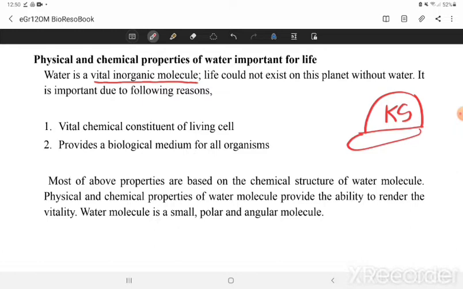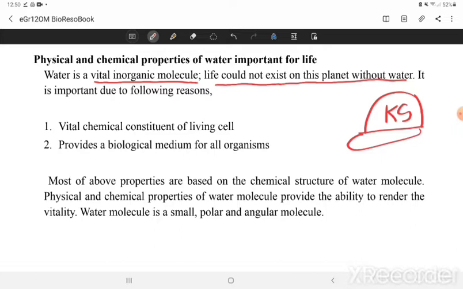Now, water is vital, meaning important. What is a vital inorganic molecule? They say life could not exist on this planet without water. If you don't have water, you don't have life. It is important due to the following reasons. What are those reasons for it to be a vital inorganic molecule for the existence of life?